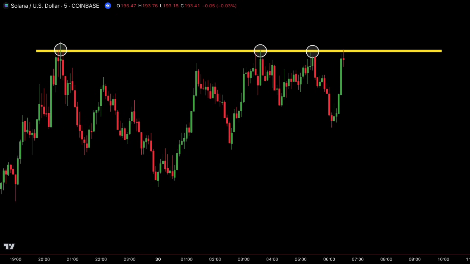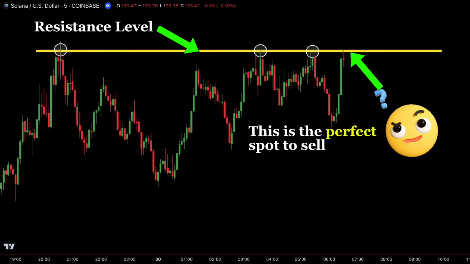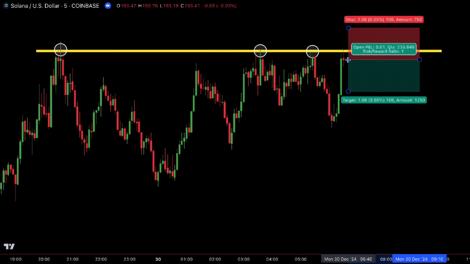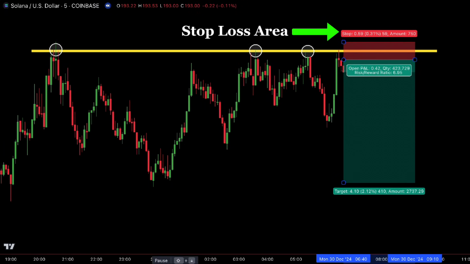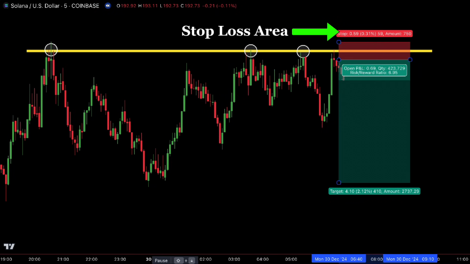Now let's look at resistance. You spot a level where the price struggles to break above, and it looks strong. You think, this is the perfect spot to sell. You enter a short trade and place your stop loss just above the resistance level, expecting it to hold. But just like with support, market makers use this resistance level to their advantage. They know sellers are clustering their stop losses just above the level, creating another liquidity pool.